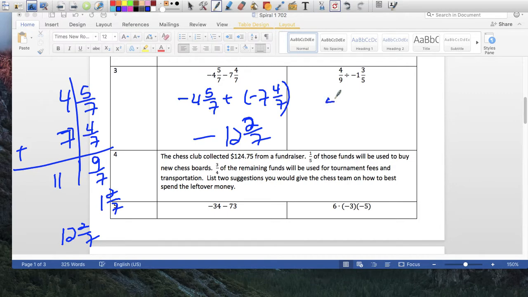This one, before I change this, I'll write it. I'll change this to negative 5/8, right? And dividing is the same thing as multiplying by the reciprocal, right? So it's 4/9. I multiply that by negative 5/8. Negative is my answer. Simplify before you multiply, and I'm going to get 5/18. Okay.